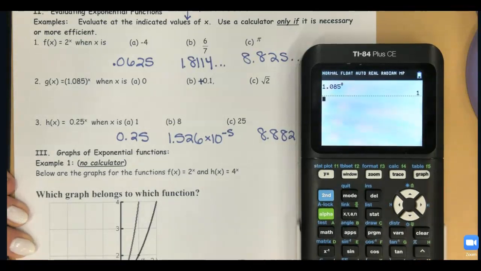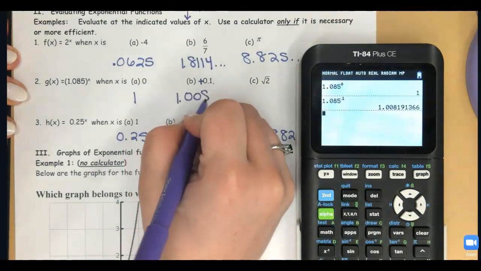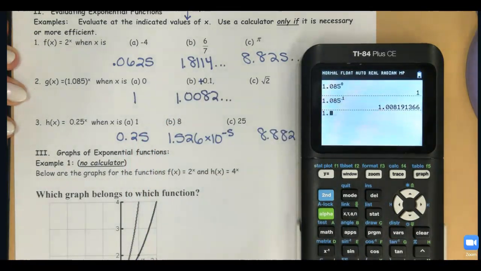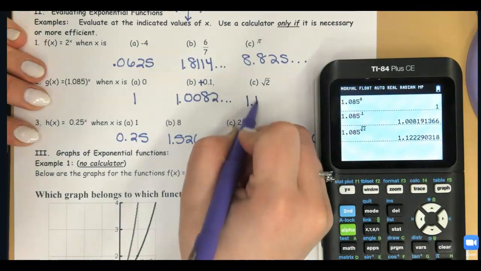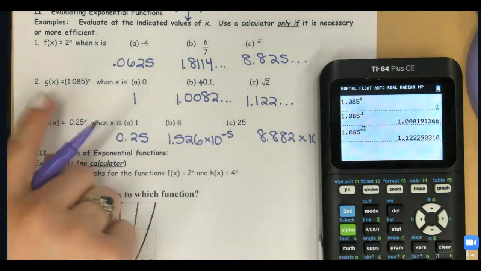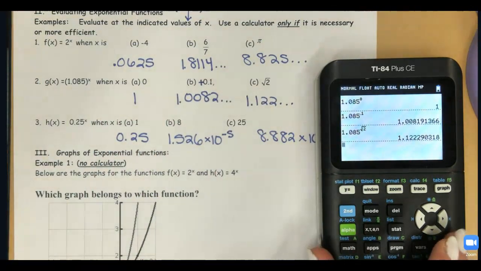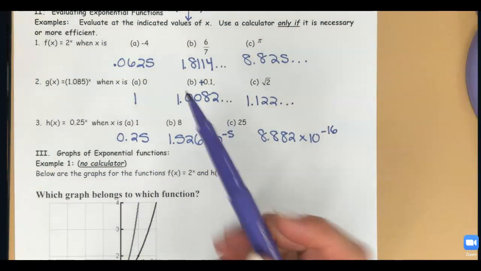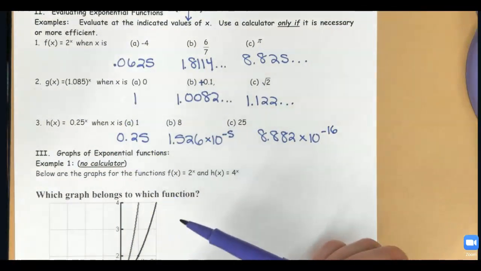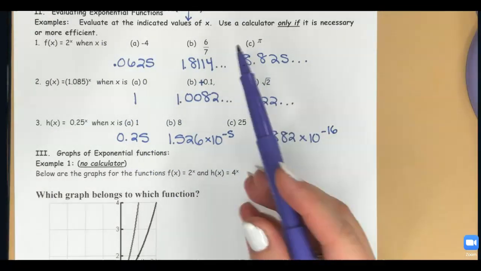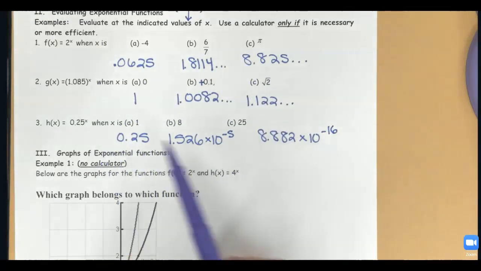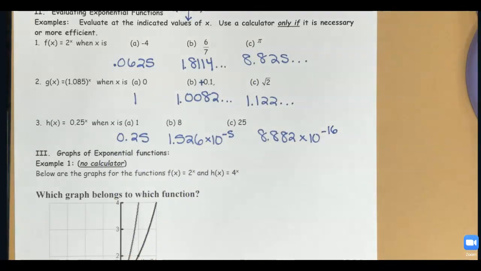1.085 to the 0 power is 1. 1.085 to the 0.1 is 1.0082 and on. And 1.085 to the square root of 2 is 1.122 and on. So again, this base was greater than 1, so my outputs were increasing as my exponent increased. So we call these two examples on number 1 and number 2 exponential growth because my graph is increasing. And on number 3, we call this exponential decay because my graph is decreasing.